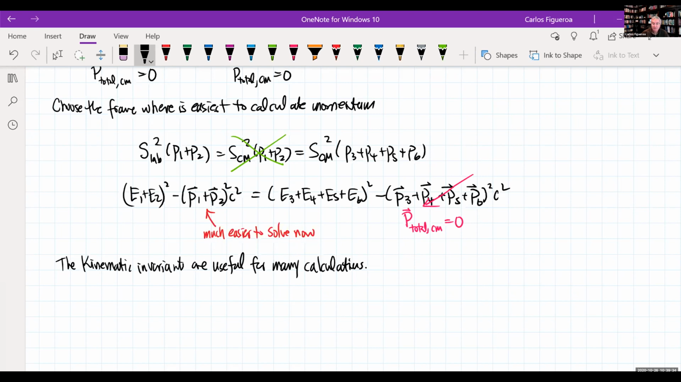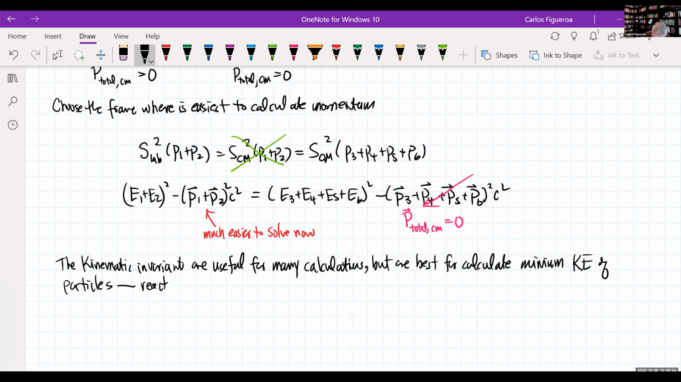But it is extremely useful for finding minimum energy interactions. So they're useful for many calculations, but are best for calculating the minimum kinetic energies of particles. Sometimes they call this the minimum reaction energy or something like that. I always forget that. I can't remember.